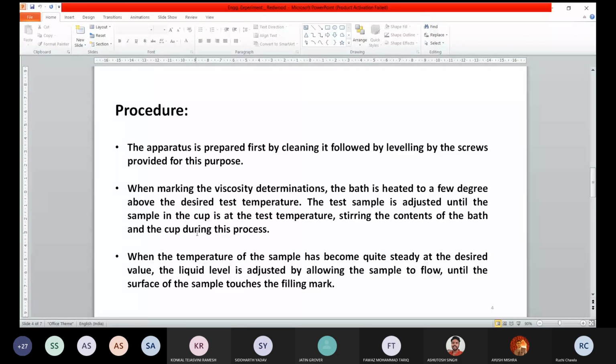The test sample is adjusted until the sample in the cup is at the test temperature, stirring the contents of the bath and the cup during this process. So the oil will be filled in the oil cup and you will adjust the temperature such that the sample under testing attains the temperature which you want it to attain, and in the process stirring will be maintained. When the temperature becomes steady at the desired value, then you will adjust the level of the oil in the oil cup.